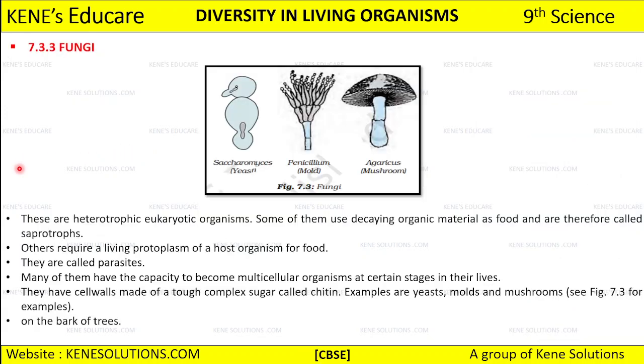After that, we have studied the fungi, where we saw that fungi are heterotrophic eukaryotic organisms. What are they? They are heterotrophic eukaryotic organisms. Okay. Some of them use decaying organic material as food. What do they use? They use decaying organic material, because I have told you the story of the tiffin box which was left inside your bag, right? If you keep the tiffin box for more than 5 days inside your bag, you will see fungal growth on the chapati, right?